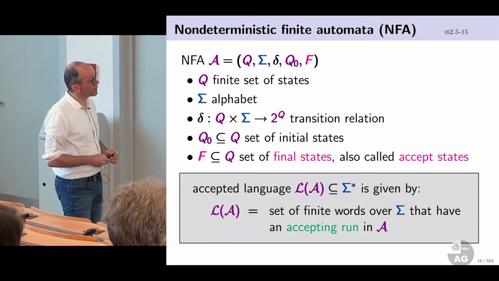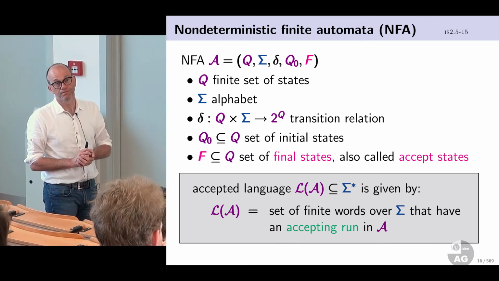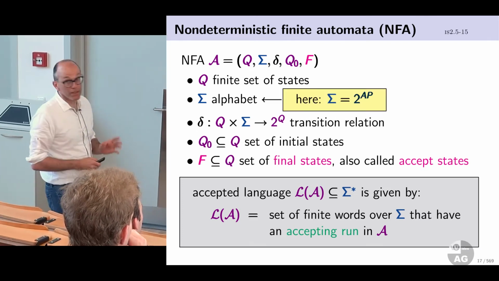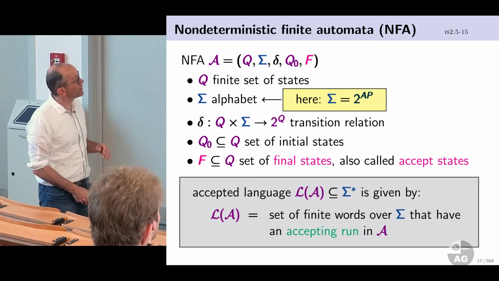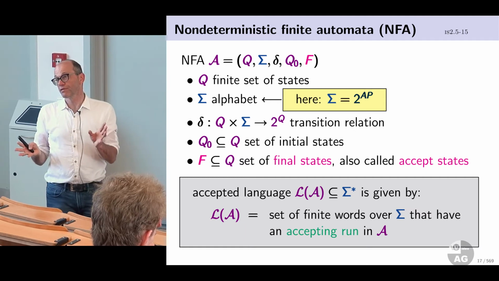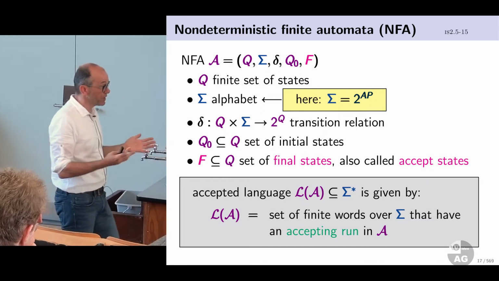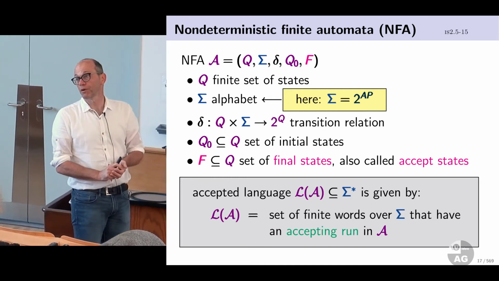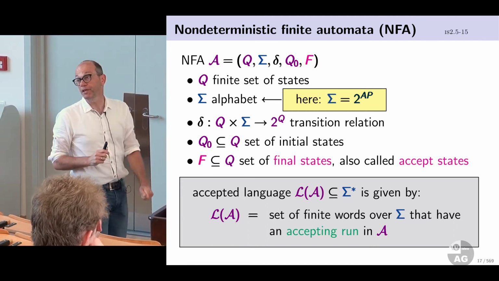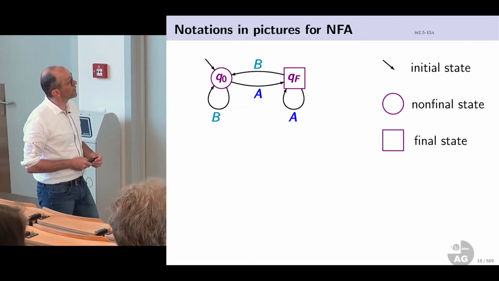Good. What's then the accepted language of the automaton? This is the set of finite words for which it has an accepting run. And I call this L of A. In my setting, as I said, we are interested in automata that accept bad prefixes. A bad prefix is a finite word over sets. So the symbols in my alphabet are sets of atomic propositions. So formally, sigma, in my case, is the power set of AP.